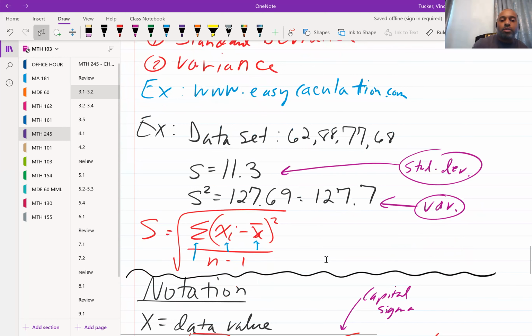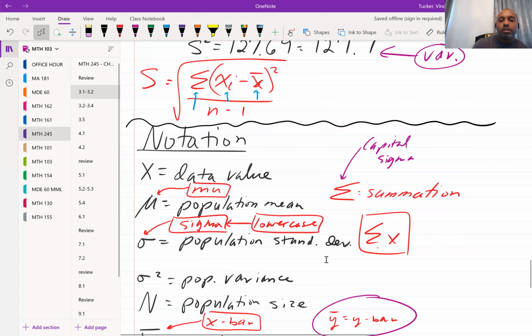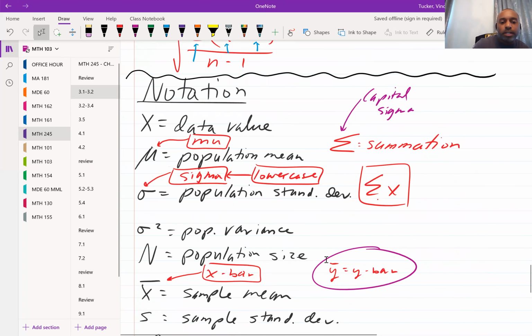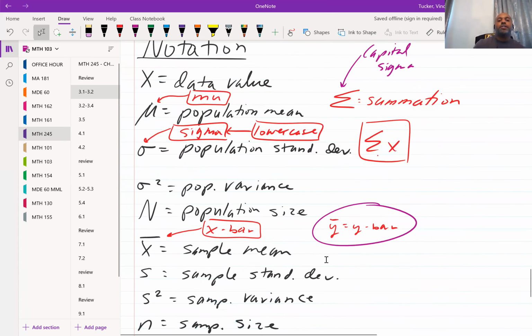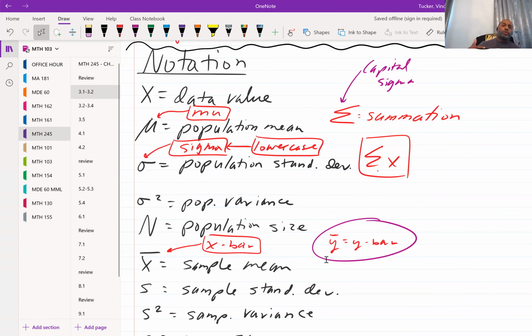All right, so notation. So make sure we go to notation. I think this is the last thing of this section. So notation. X is always going to represent your data value. Greek, and let me stop right here. In statistics, you'll see a certain set of symbols that will represent your population calculations, and then a certain set of symbols that will represent your sample calculations.